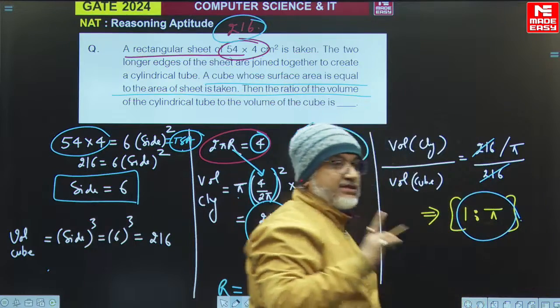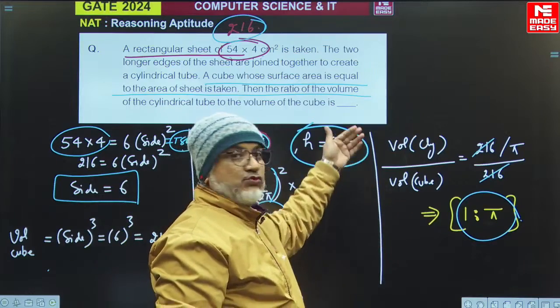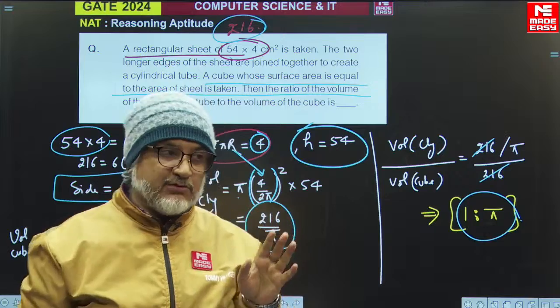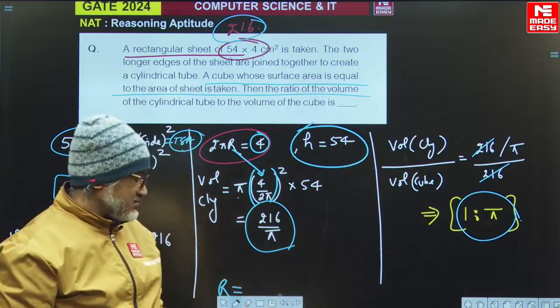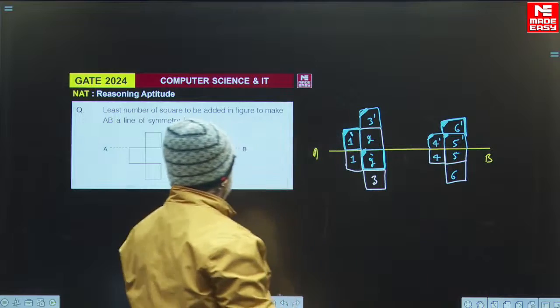the answer. This is all based upon memory. The answer could have been pi:1 if it were cube by cylinder. We need to be careful, whatever I am doing here is based upon memory, even the first question and even this question. Let's move ahead. I hope all these things are absolutely below par.